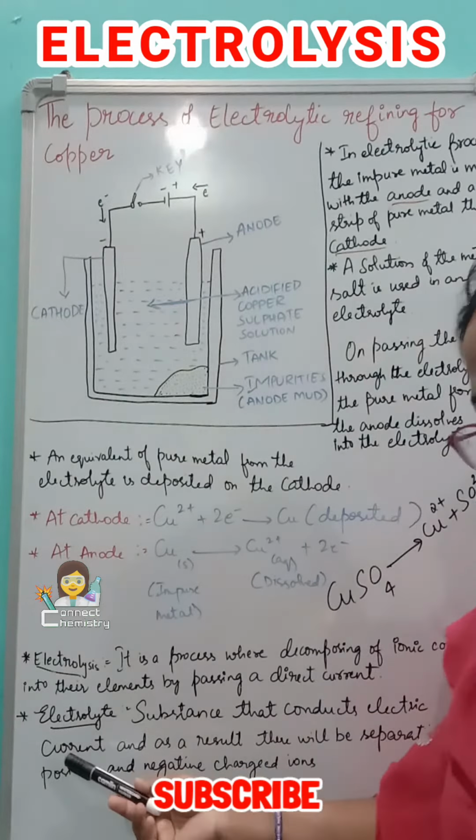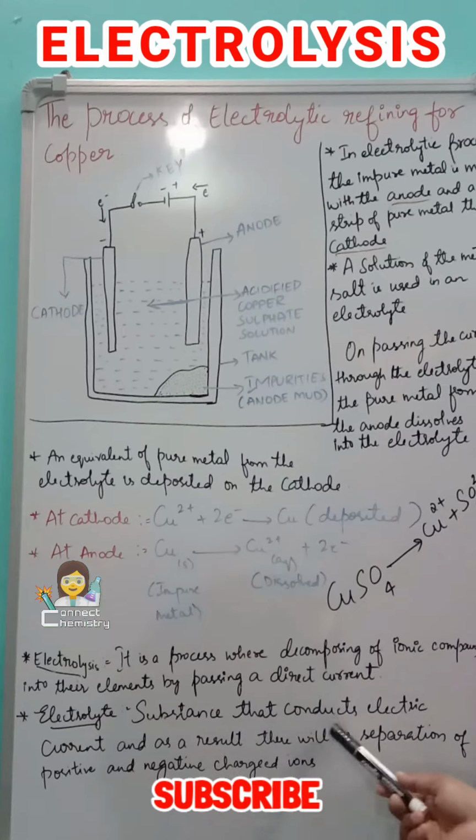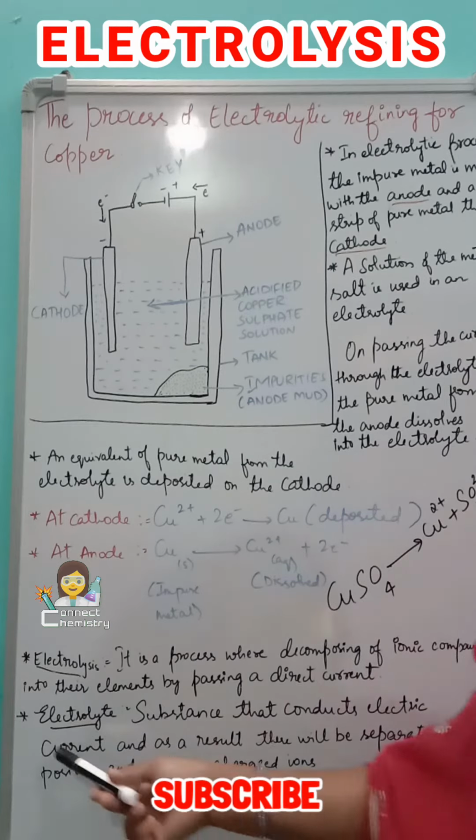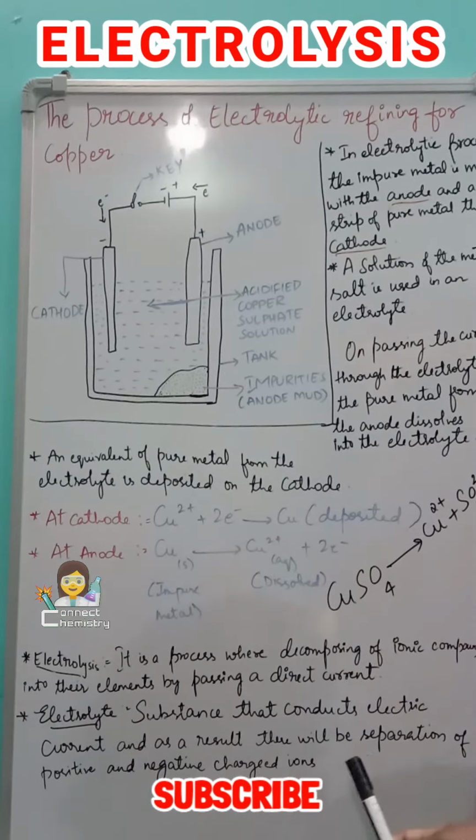Then moving on to electrolyte: a substance that conducts electric current, and as a result there will be separation of positive and negative ions. As we can see, this is a positive ion and this is a negative ion. So these are the charged ions.